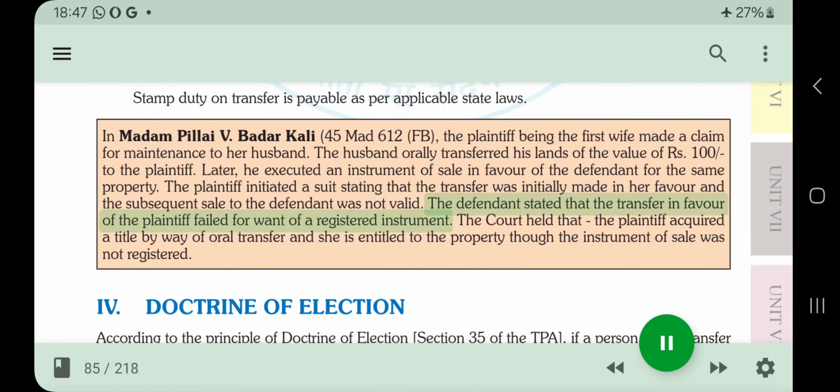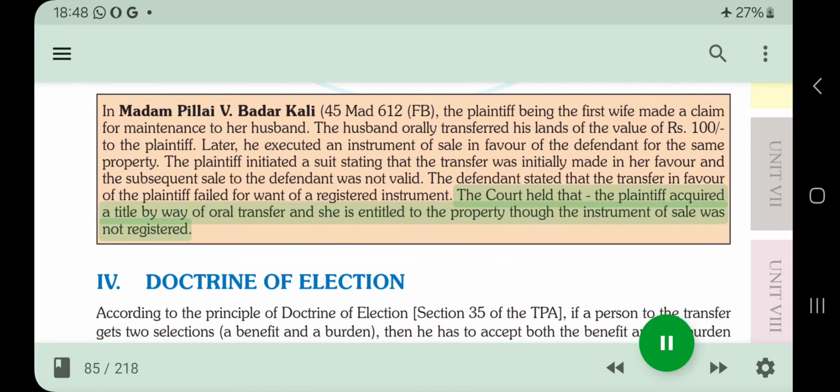The defendant stated that the transfer in favor of the plaintiff failed for want of a registered instrument. The court held that the plaintiff acquired a title by way of oral transfer and she is entitled to the property though the instrument of sale was not registered.